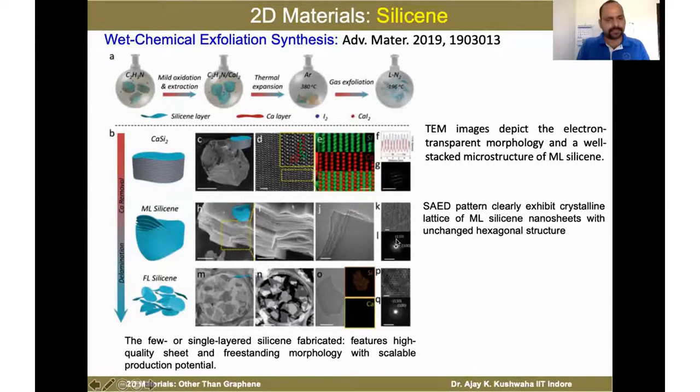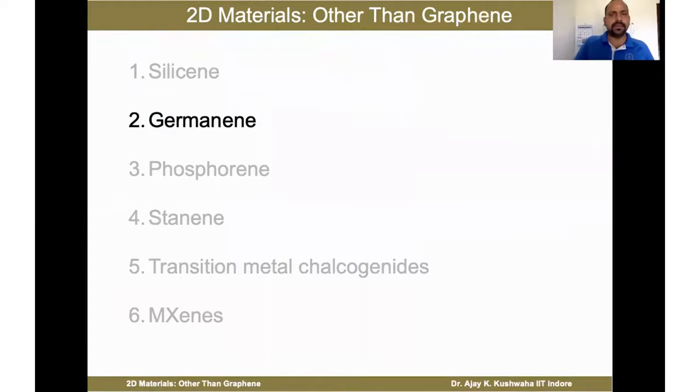Then when it was exfoliated using liquid nitrogen, gas exfoliation, you can get the sheet. Here the dispersion shows the SEM image, and this is the TEM image, showing a single sheet of silicene. Again, looking at the atomic percentage of silicon and Ca, it shows there is only silicon, no Ca is available, which confirms the formation of a single layer. And this selected area electron diffraction pattern confirms the crystalline structure. So this was all about silicene. I have given a very brief overview, and if you are interested, you can go through these literatures.